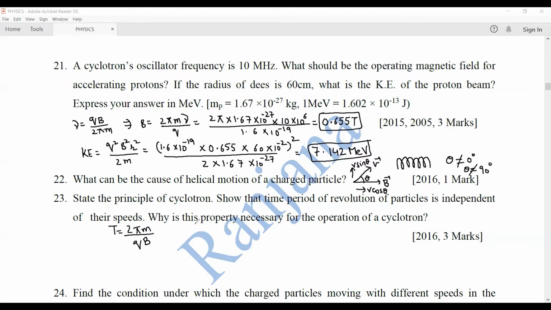Next is, what is the property necessary for the operation of a cyclotron? The property which is necessary is that the frequency of the AC source should match the frequency of the charged particle. That is, whenever the charged particle comes out of the disc, that is in the gap of the disc, the polarities of the disc change. So this property is very necessary for the operation of a cyclotron.